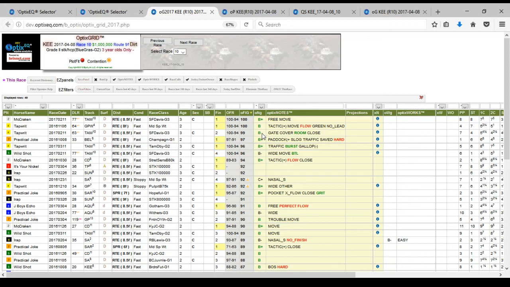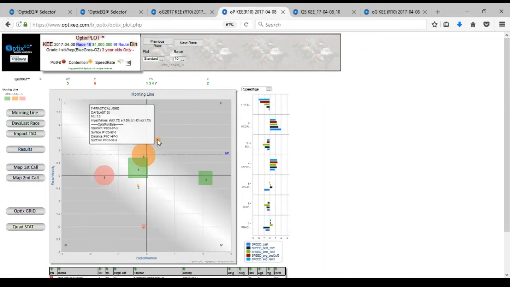It has 2 races, actually 3 races out of the top 5 as far as speed figures, so seems to be the main competition. Practical Joke, maybe the distance is a question, just looking at him overall, but has a chance to move forward. Certainly fits in there, and then of course positive square in quadrant 2.